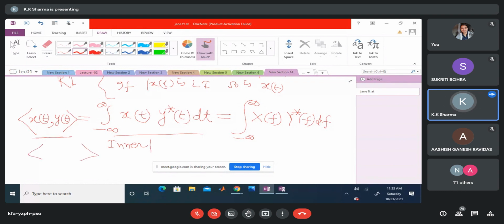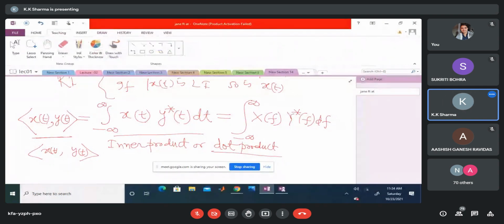This is the symbol, a triangular bracket, and you write down two signals separated by a comma. The two signals separated by a comma written in a triangular bracket is a symbol for inner product or dot product. You must be familiar with your dot product between two vectors. So inner product and dot product is one and the same thing.